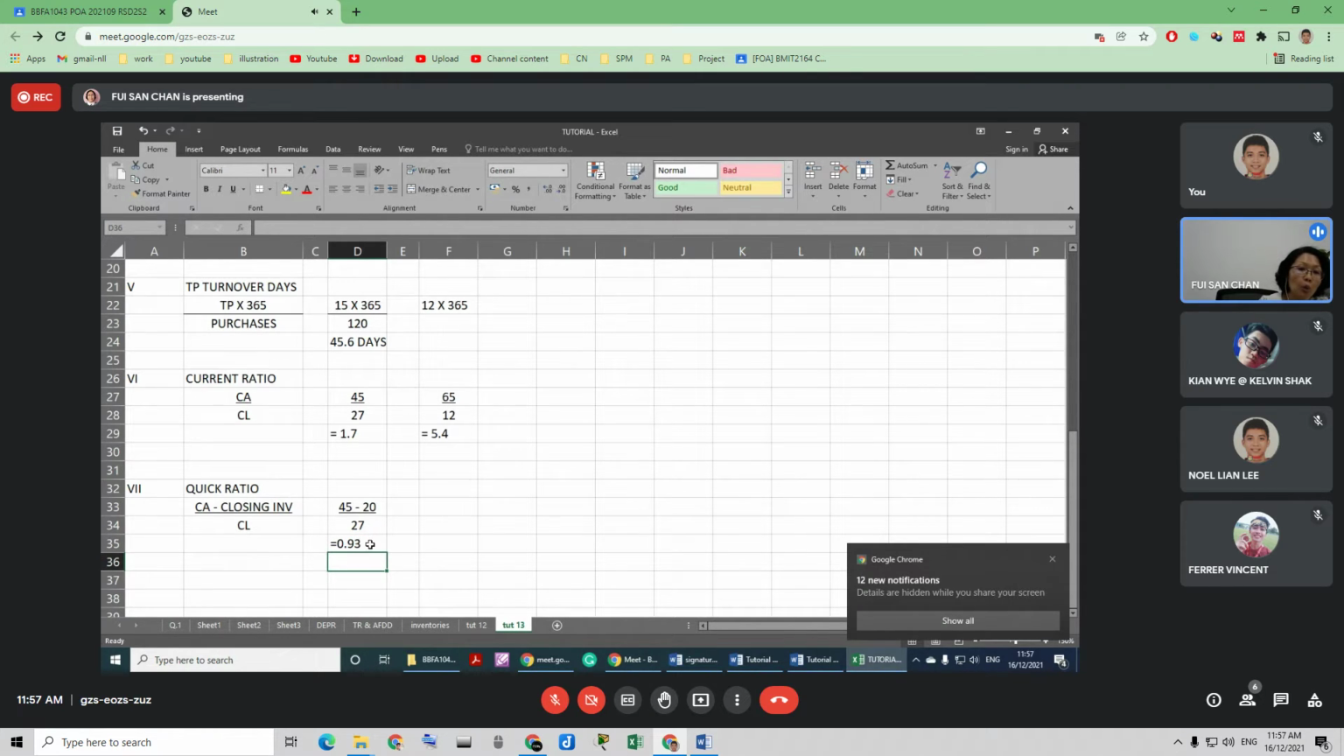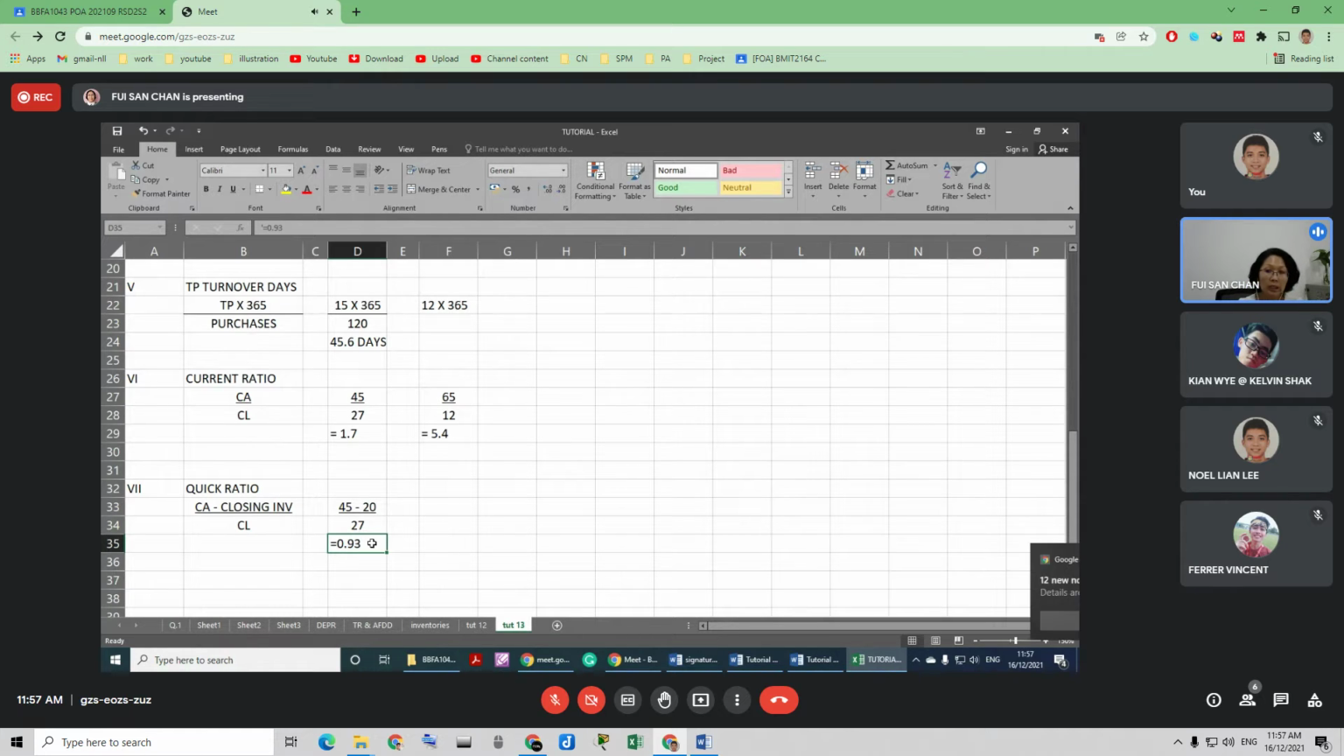So this is below 1. Below 1, you can say it's a bit risky already. Meaning in the short term, we might have a liquidity problem.